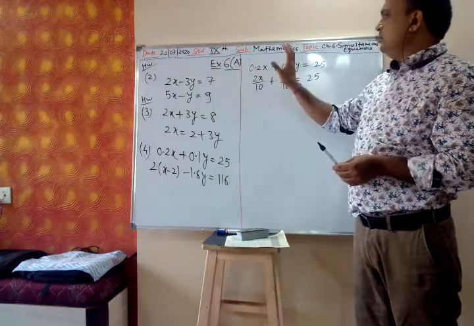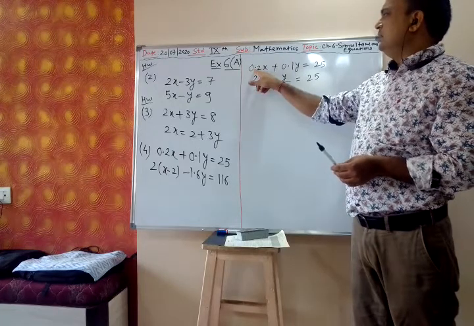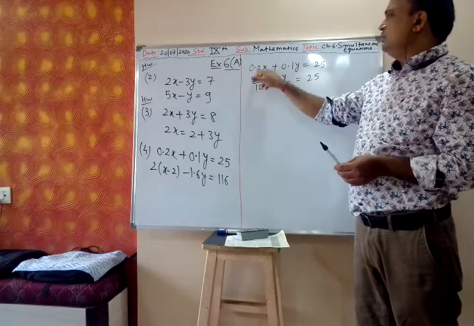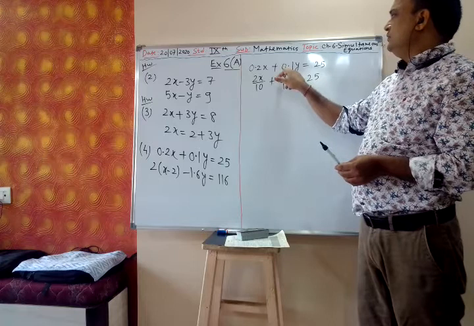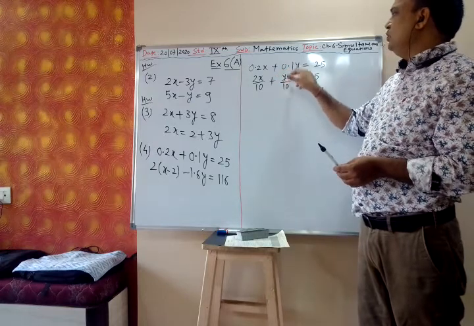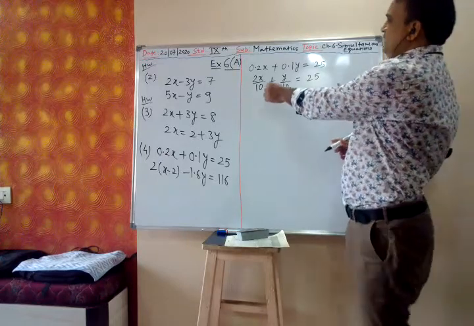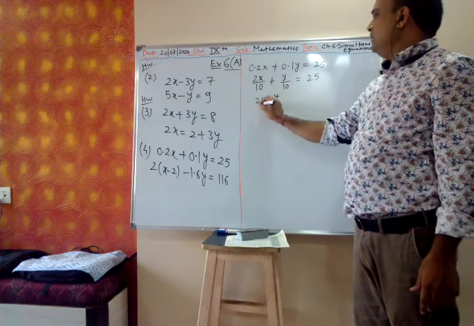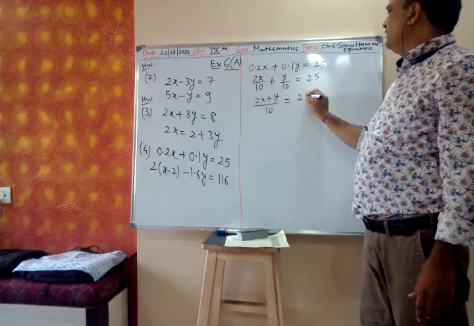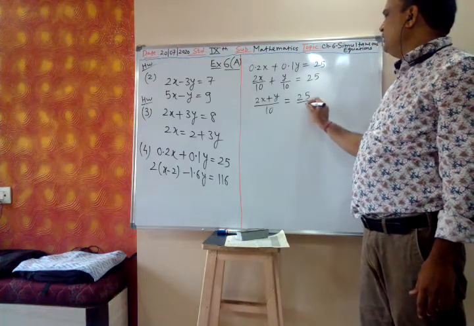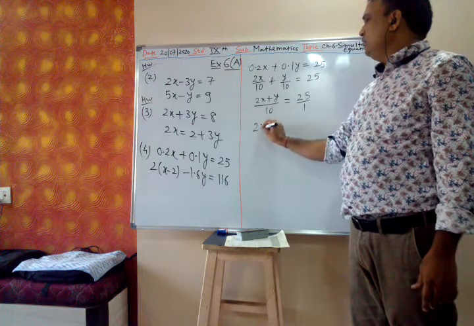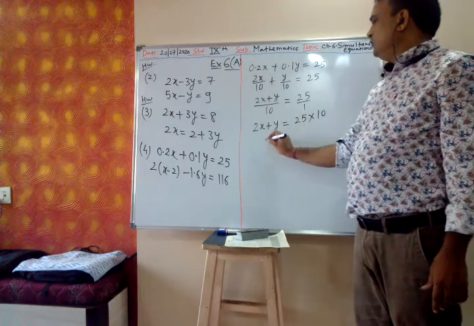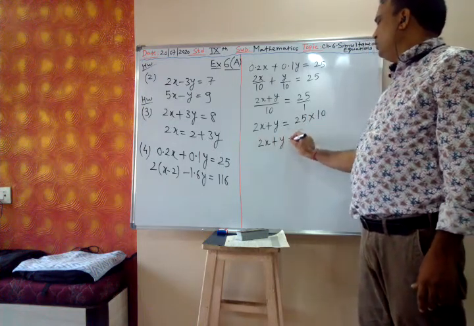After the decimal we are not multiplying by 10, we are removing the decimal. When we remove the decimal, after the decimal there is one digit, so the denominator will be 10. So 2 upon 10 into x, and 0.1 becomes 1 upon 10 into y, so y upon 10. Now the LCM of 10, 10, 10, so 2x plus y upon 10 is equal to 25. So cross multiply, 25 means 25 upon 1, so you will get 2x plus y is equal to 25 into 10. So 2x plus y is equal to 250.